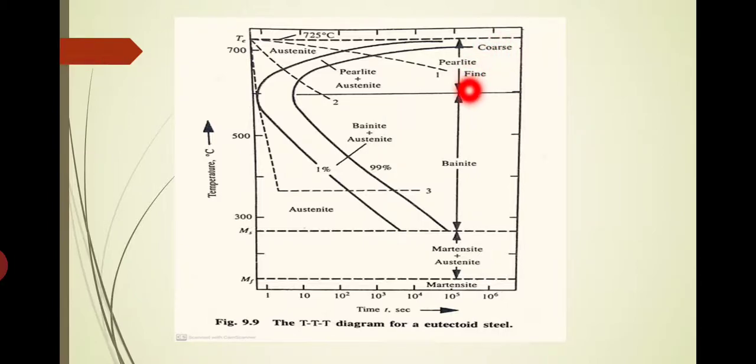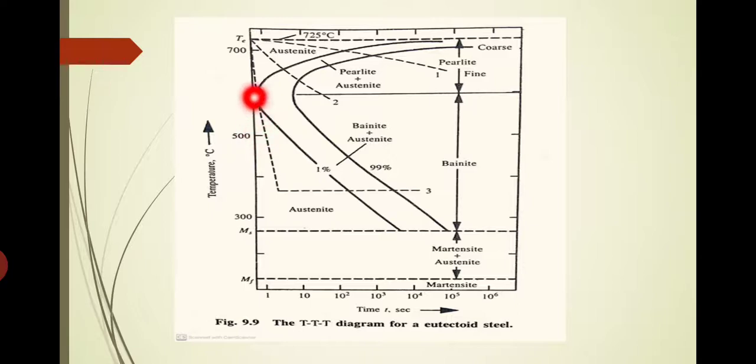After that we will be getting bainite. See, within this region we will have the bainite. In the upper portion we will have upper bainite, and in the lower portion we will have the bainite itself, and below this one we will have the martensite plus austenite. So for a much faster cooling, directly from austenite we will be getting martensite and austenite.